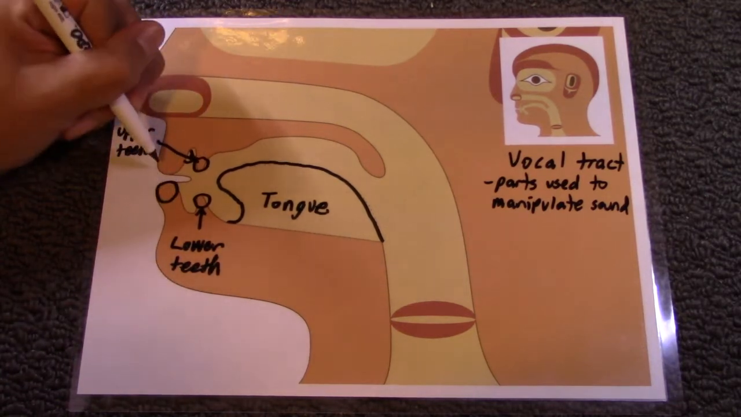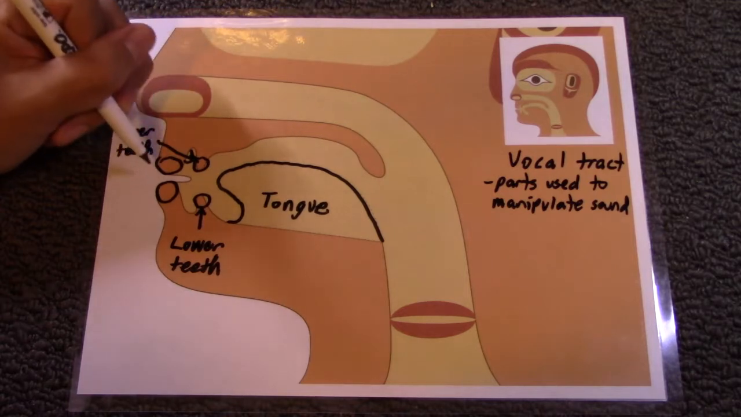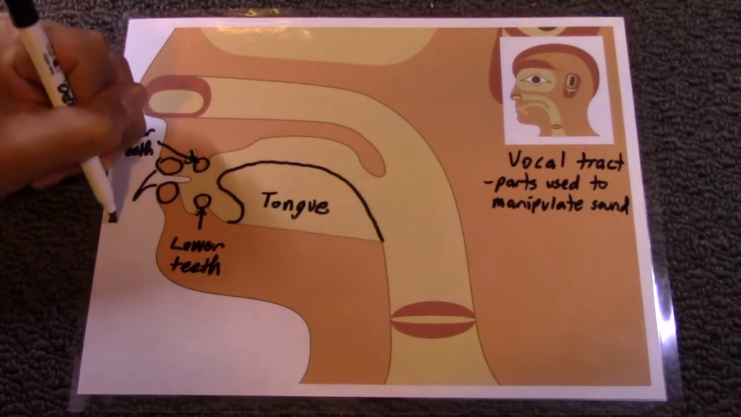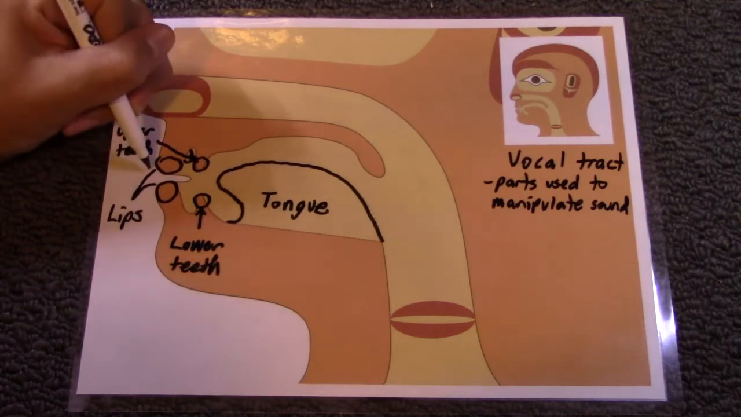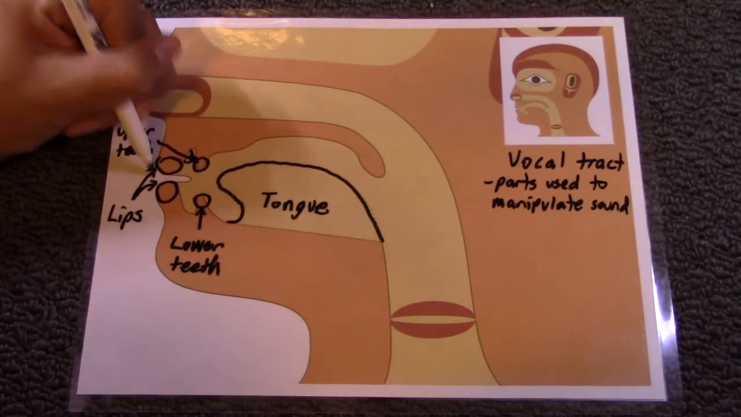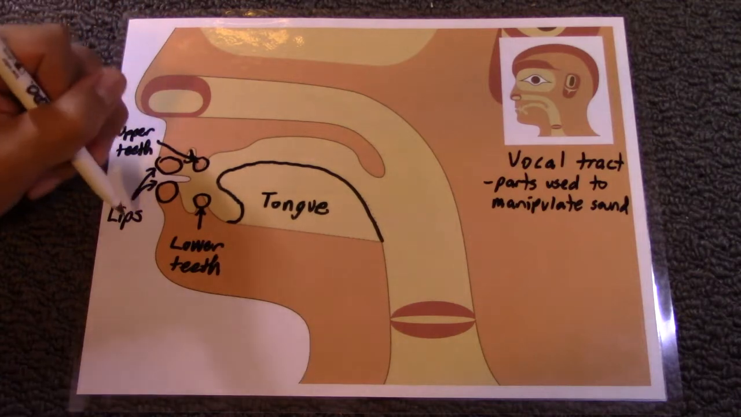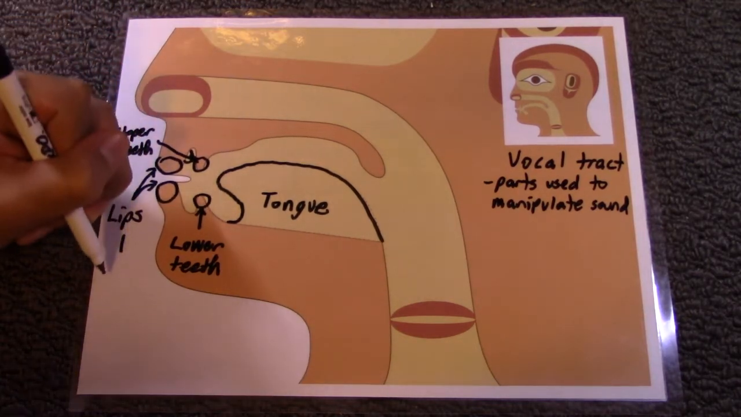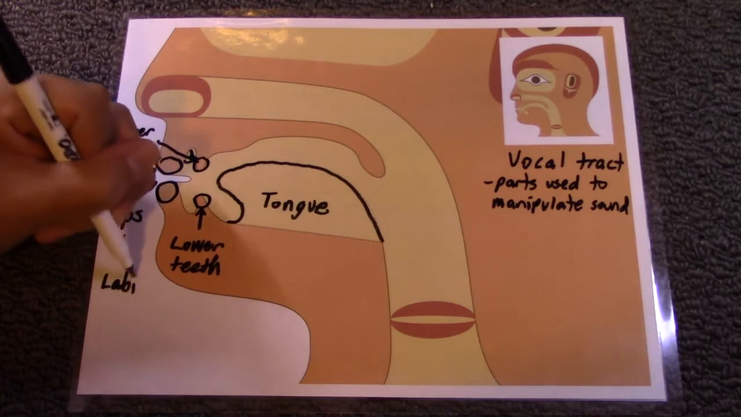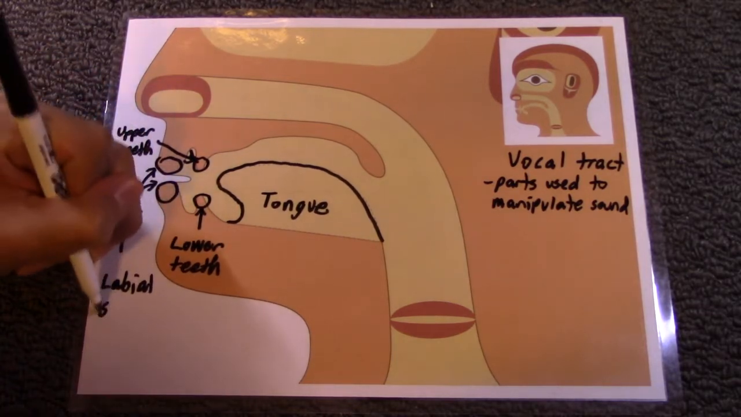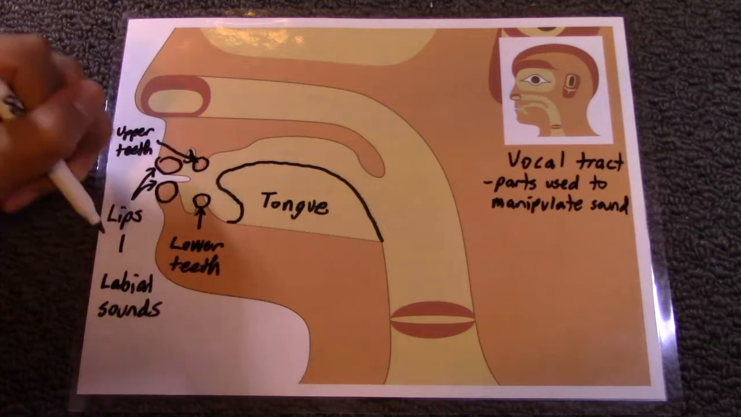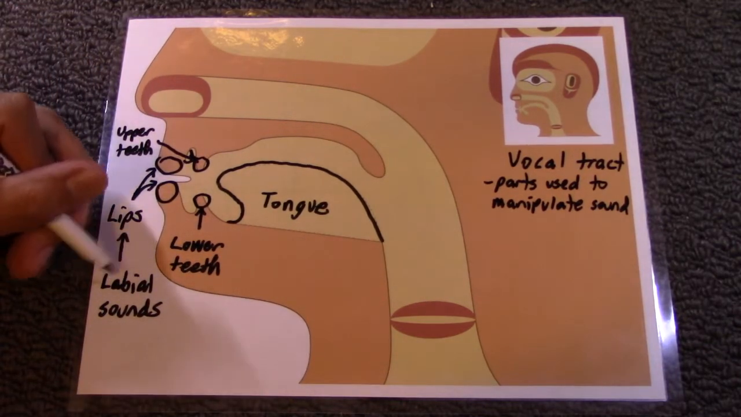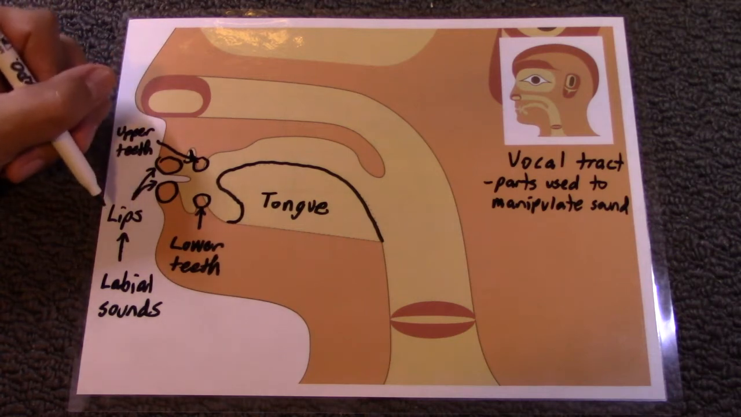And then here we have your lips. So you have an upper lip and a bottom lip. The sounds that are made using your lips are referred to as labial sounds. And basically labial is just another word for lips.